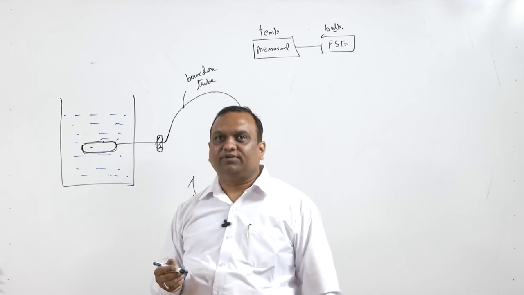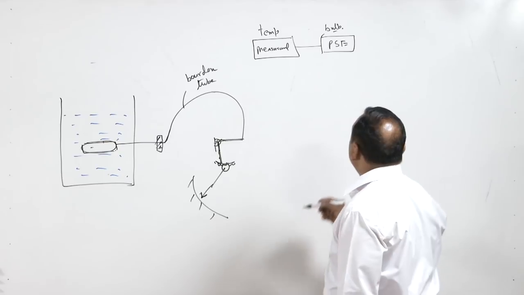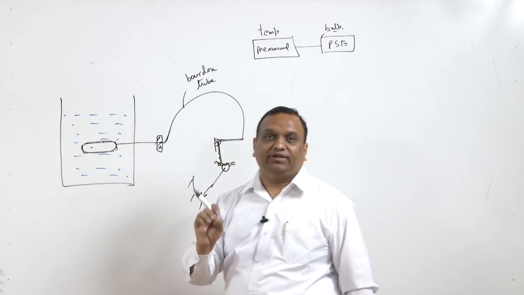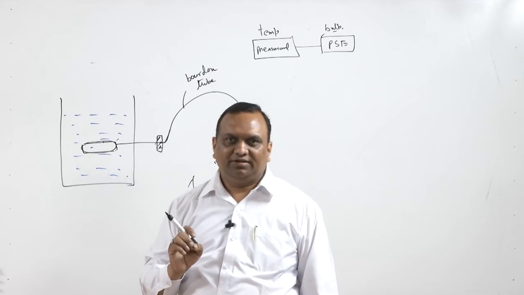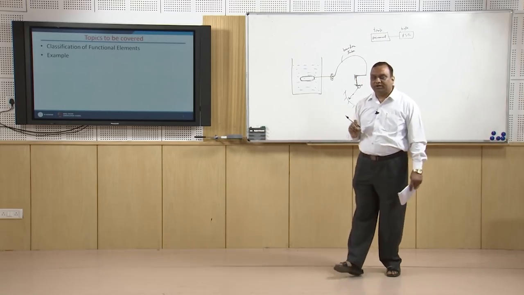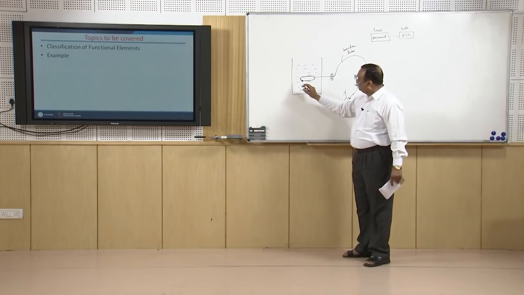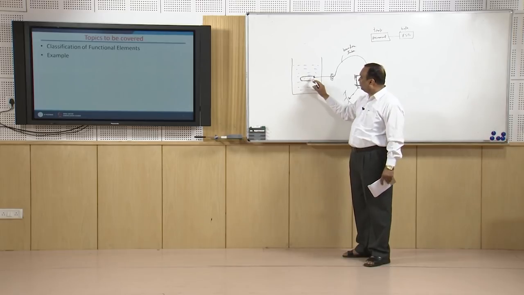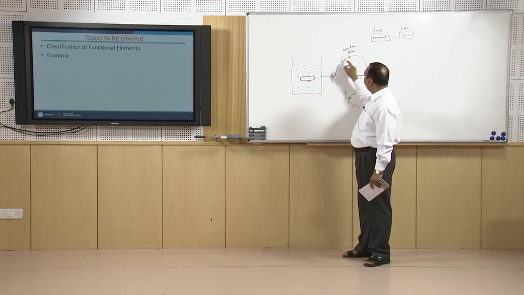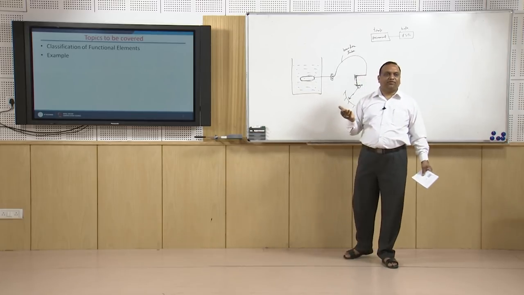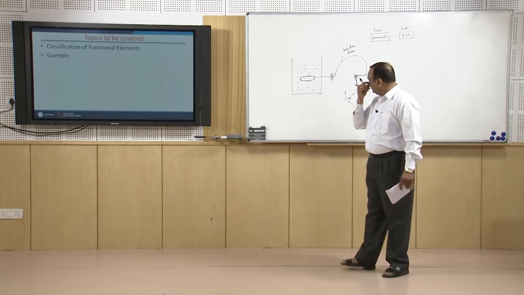Why is it a variable conversion element? Because the bulb is converting the primary signal, which is temperature here. So, what is the bulb doing? The bulb is converting temperature into pressure, because it is a constant volume. The moment the temperature increases, the pressure will increase. It is a constant volume process.